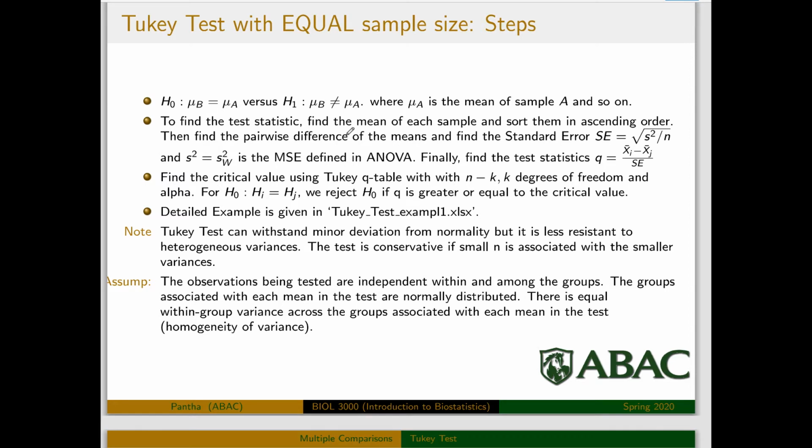To find the test statistic, find the mean of each sample and sort them in ascending order. Then find the pairwise difference of the means and find the standard error given by this, where s squared equals the mean square error, s squared w within the group, okay, in ANOVA. So finally find the test statistic using this formula. Find the critical value using the Tukey Q table. There is a separate Tukey Q table, you can find it online, with n minus k and k degrees of freedom and alpha. Also our textbook has a Tukey Q table there. For H0: mu_i equals mu_j, we reject H0 if q is greater than or equal to the critical value.